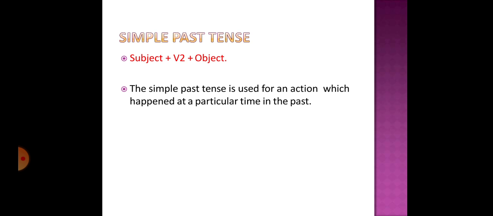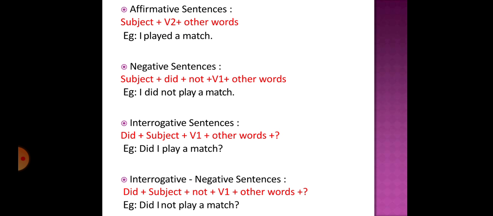Moving on to the sentence structures of affirmative, negative, interrogative and interrogative negative sentences. Affirmative sentence: the sentence structure is first the subject plus the verb in the second form plus other words. For example, I played a match. Here I is the subject, played is the second form of the verb, and a match comes under other words. In the affirmative sentence, the second form of the verb is used. That is what you have to remember.